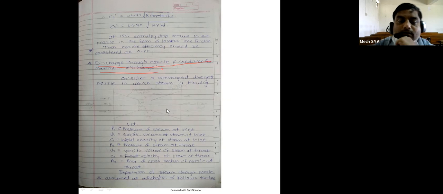Now for this, we have to consider discharge. How much discharge is flowing through the nozzle is a very important aspect, and at the same time, pressure ratio is also very important. So the nozzle should have maximum mass flow rate, maximum velocity, and its pressure ratio should also be maintained. So for getting this derivation related to discharge and condition for maximum discharge, we are considering a convergent divergent nozzle. We have three types of nozzle, and out of that, we are considering the convergent divergent type. So what does a convergent divergent nozzle mean?